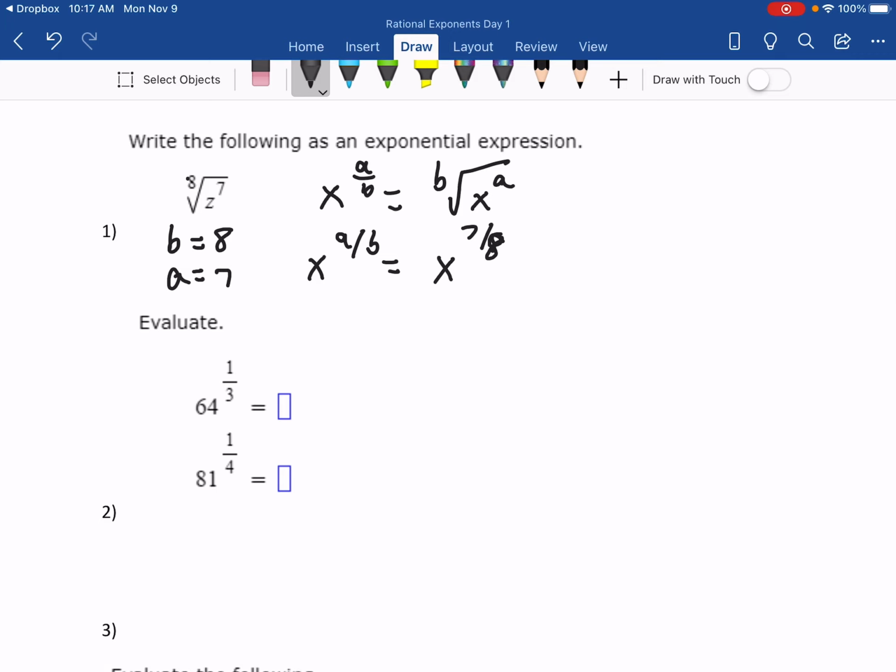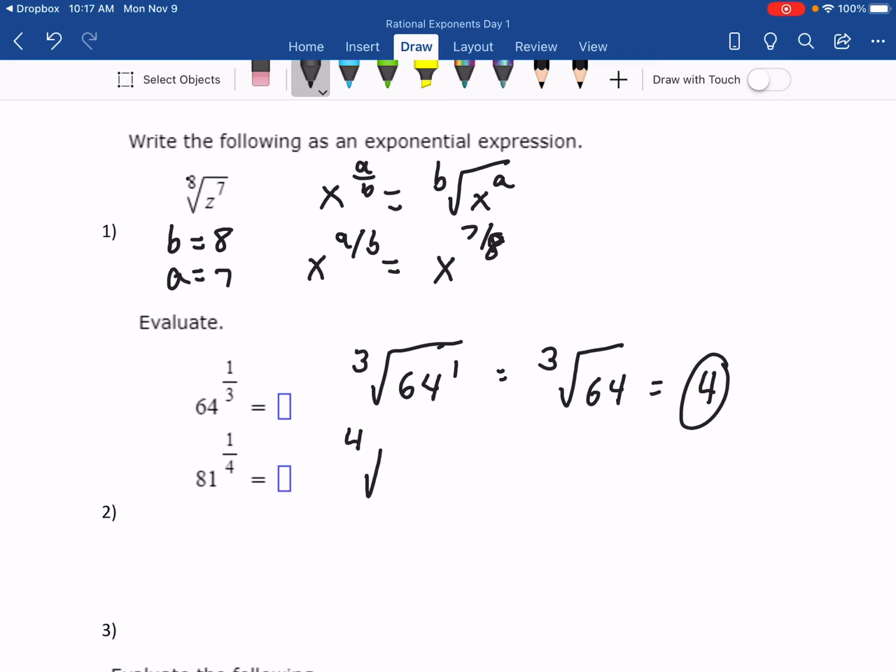Okay, number 2, we're evaluating. We have numbers to work with here. So 64 to the 1/3, that's going to be the cube root of 64 to the first power, which is just the cube root of 64, which we know is 4, because 4 times 4 times 4, or 4 cubed, is 64. 81 to the 1/4, it's going to be the 4th root of 81 to the first, which is just the 4th root of 81, which is 3, because 3 to the 4th, 3 times 3 times 3 times 3, is 81.